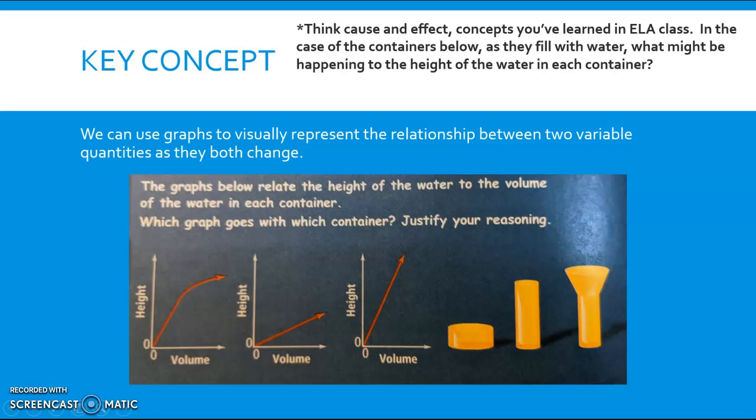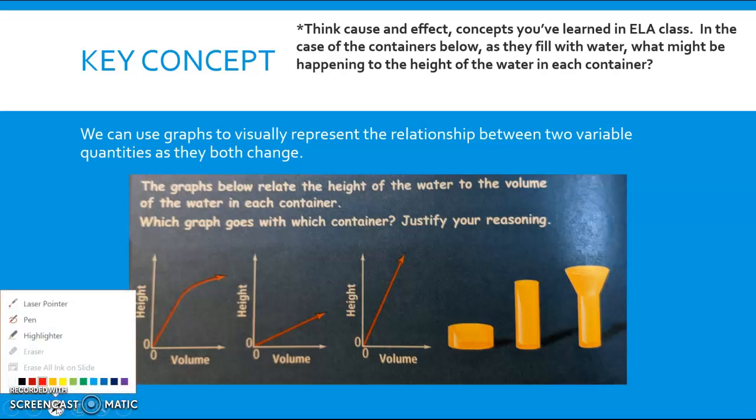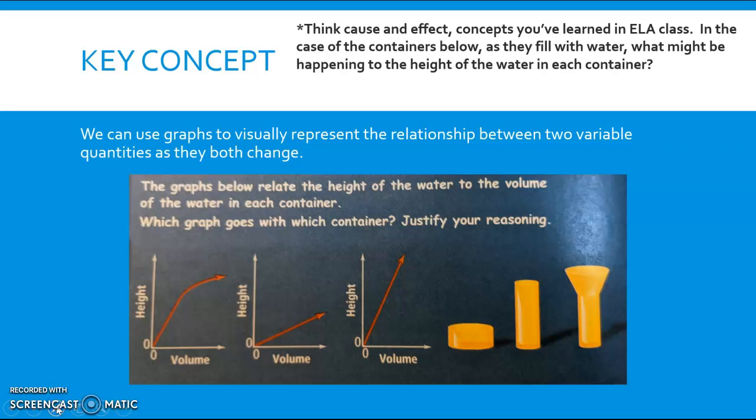All right, so think cause and effect, concepts you've learned in ELA class, okay? I want to mess with that right now. So in the case of the containers below, as they fill with water, what might be happening to the height of the water in each container? We can use graphs to visually represent the relationship between two variable quantities, like telling a story as they both change. So the graphs below relate the height of the water to the volume of the water in each container.